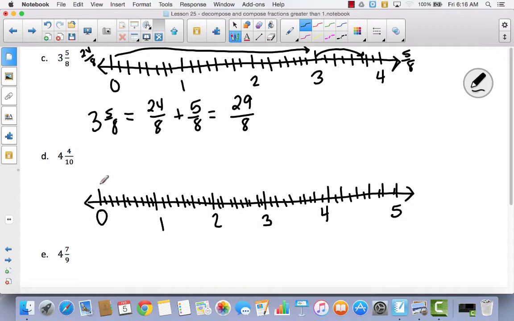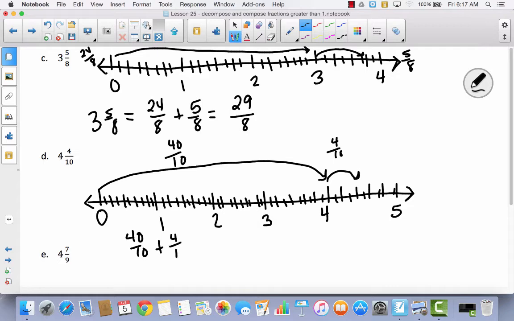Okay, so we're going from 0 to 4. From 0 to 1 would be 10 tenths, and then 10 more tenths, and 10 more tenths, and 10 more tenths. So I've got 10 tenths 4 times. So what would 10 times 4 be? Well, that would be 40. So I've got 40 tenths, and then from 4 to 4 and 4/10 would be 4 more tenths. So I've got 40 tenths plus 4 tenths equals 44 tenths. Okay, let's go down and do E.